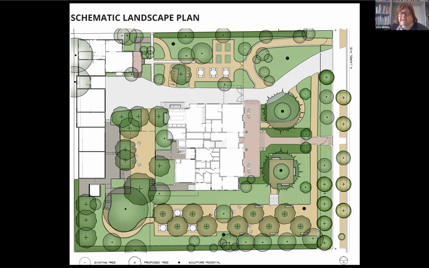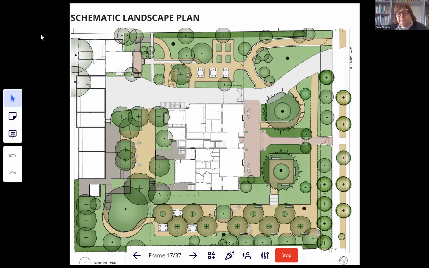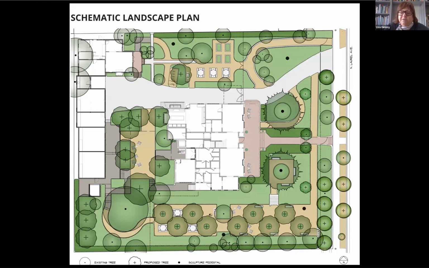So starting out at the street, there's an existing parkway. We're proposing to infill some of the trees that have been lost over the years. And then the most important thing in the front is that we are retaining the formal entry to the historic Laurel House. And we're going to improve the ADA circulation to the house.